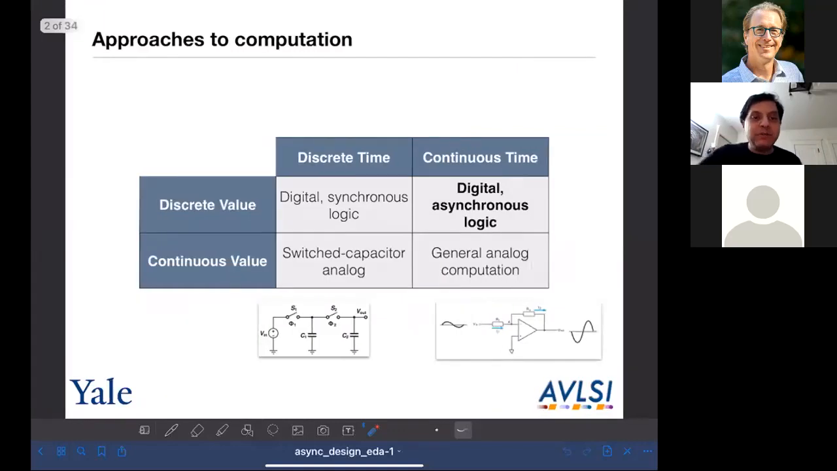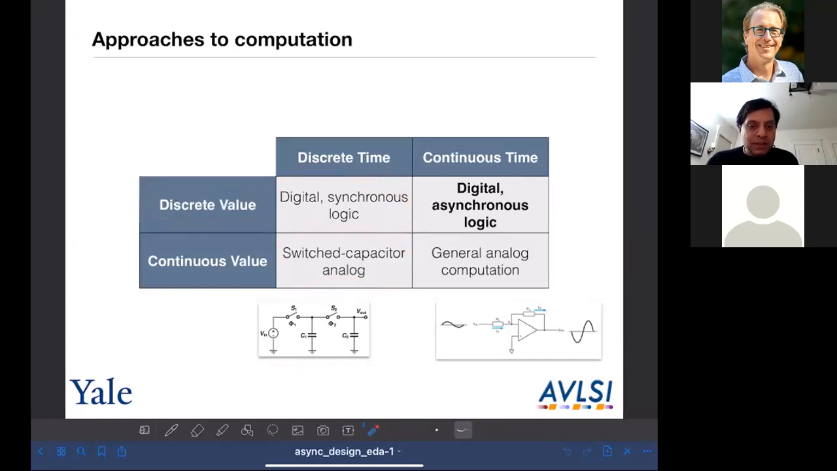So if you take computation in general, I can divide computation into these 4 big buckets. There's the standard discrete time, discrete value computation, which we all know about, which is digital synchronous logic. And I'm dumping multi-valued logic into this bucket as well. Then you've got discrete time, continuous valued logic, which is what you think of as switch capacitor analog. And here's a really simple example of a switch capacitor analog circuit, typically used for things like DC-DC converters.